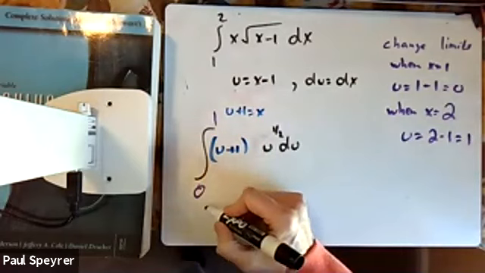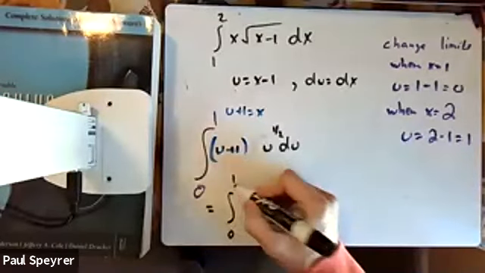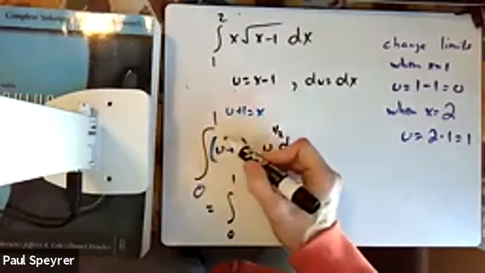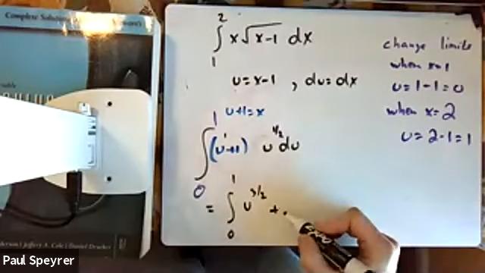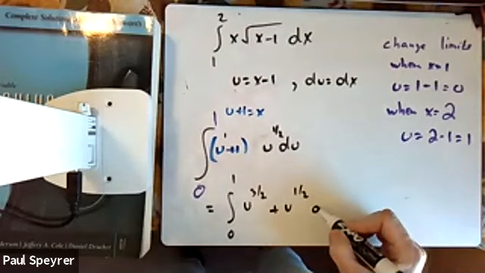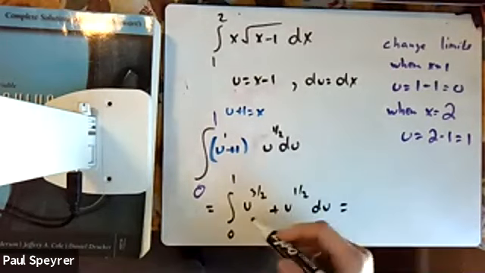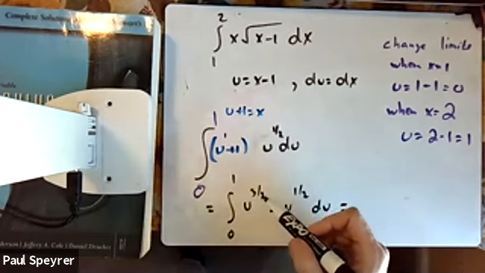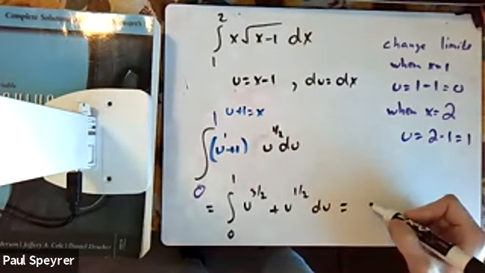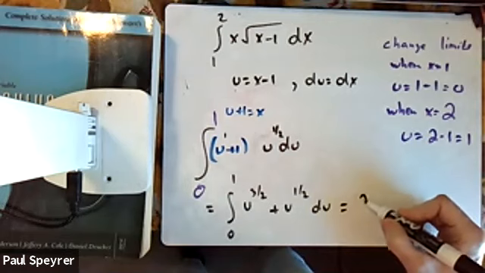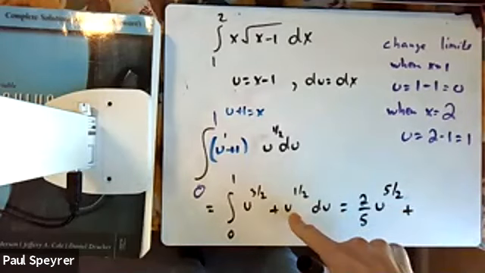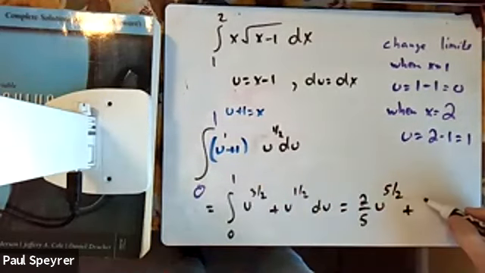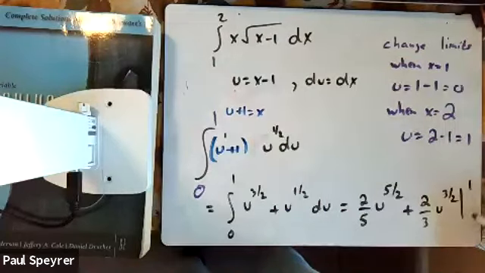Now, before we integrate, let's break apart these parentheses. Let's distribute the u to the 1/2. u to the 1/2 times u to the first is u to the 3/2, plus 1 times u to the 1/2 is u to the 1/2, and then we have du. Now let's integrate. The antiderivative of u to the 3/2 is u to the 5/2 over 5/2, which is the same thing as 2/5 u to the 5/2, plus u to the 3/2 over 3/2, which is the same thing as 2/3 u to the 3/2, evaluated from 0 to 1.